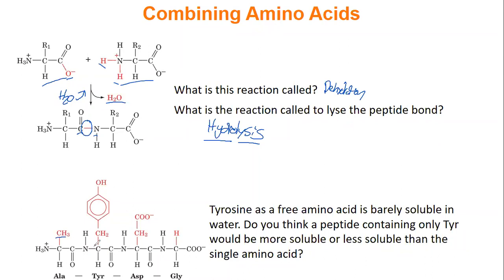The red parts are the side chains. That's what gives them their distinction. So we have alanine, tyrosine, aspartic acid, and glycine. Now, if we consider the free amino acid, tyrosine, which is shown here, I'm going to draw that.